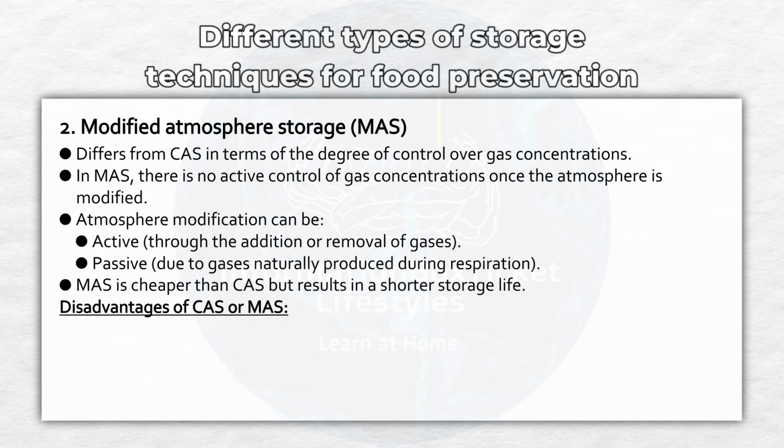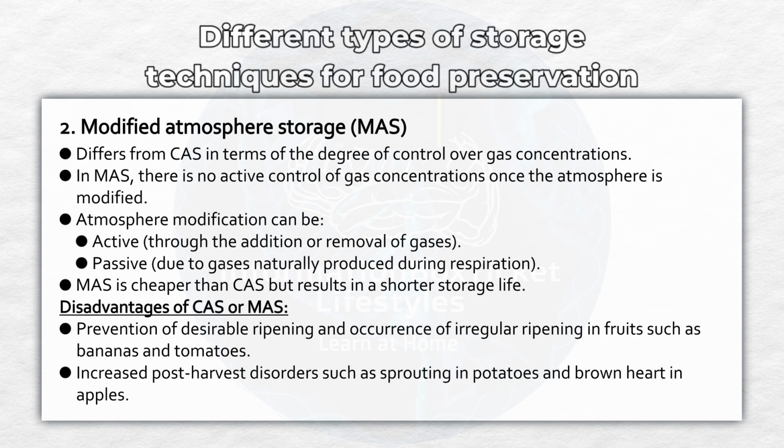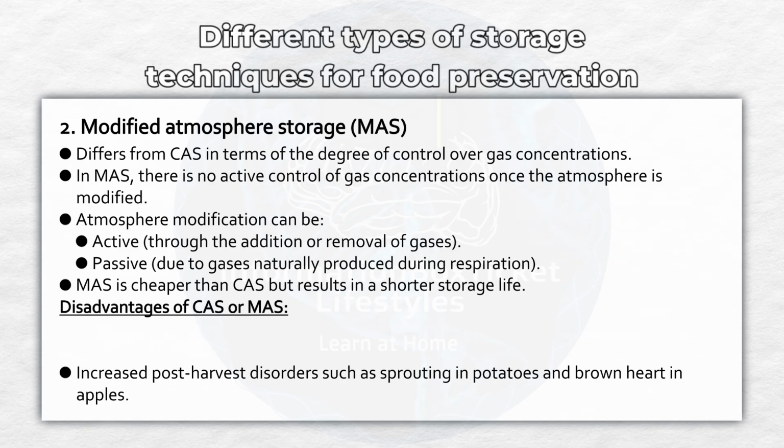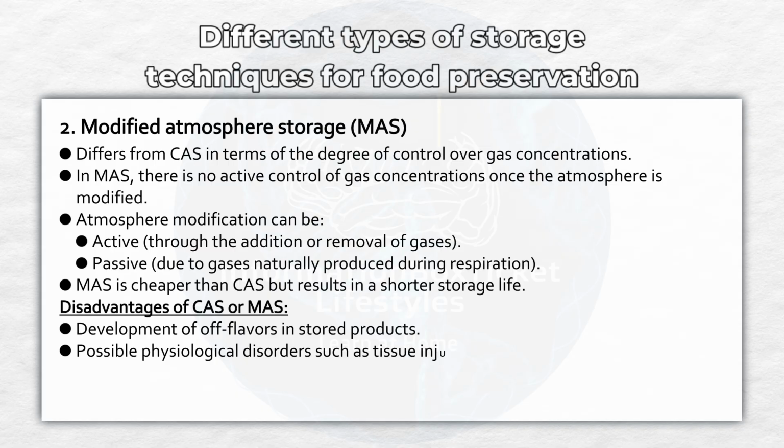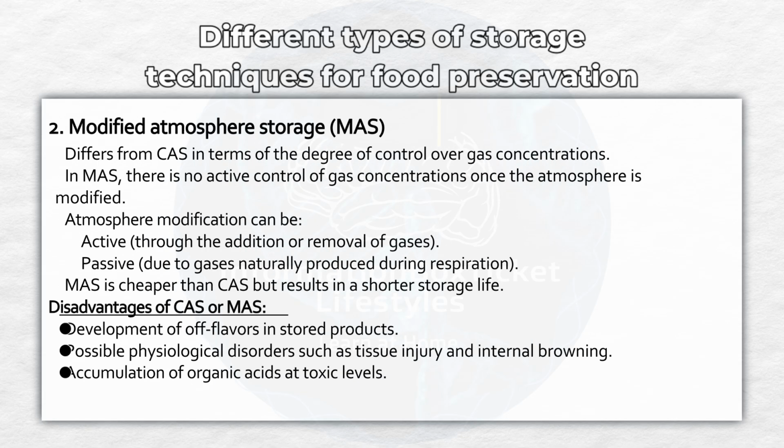Disadvantages of controlled atmosphere storage or modified atmosphere storage. Prevention of desirable ripening, and occurrence of irregular ripening in fruits such as bananas and tomatoes. Increased post-harvest disorders such as sprouting in potatoes and brown heart in apples. Development of off-flavors in stored products. Possible physiological disorders such as tissue injury and internal browning. Accumulation of organic acids at toxic levels.